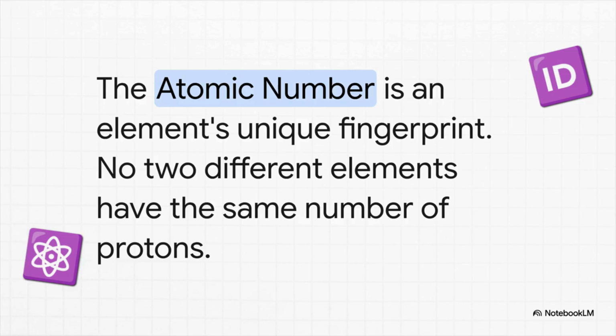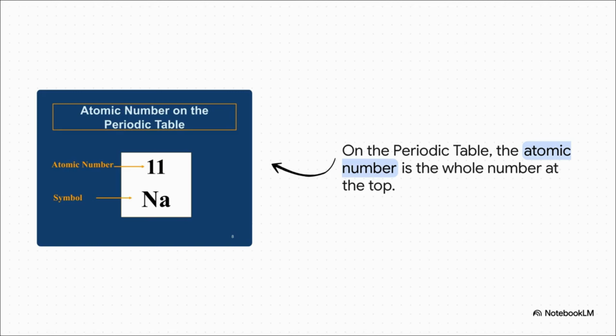This is why the atomic number is like an element's fingerprint. Think about it. No two people have the same fingerprint, right? Well, no two different elements can have the same number of protons. If an atom has 6 protons, it's always carbon. If it has 8 protons, it's always oxygen. The number of protons defines the element. Period.